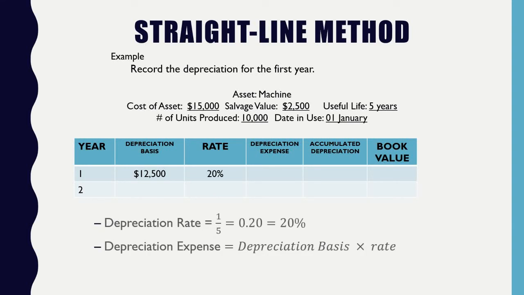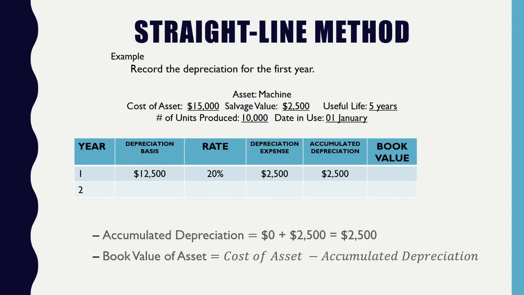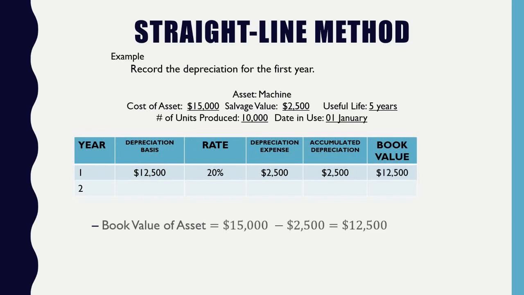Then, of course, we need to figure out what the expense is going to be. So that's basis times rate, 12,500 times 20%, you're going to get 2,500. Okay? So that means accumulated depreciation is 2,500. Book value will go from $15,000 to 12,500. Okay? That's just coincidence that your book value is equal to your depreciation basis. But in this case, that's because we depreciated by 2,500. So that's what book value is at the end of year 1.